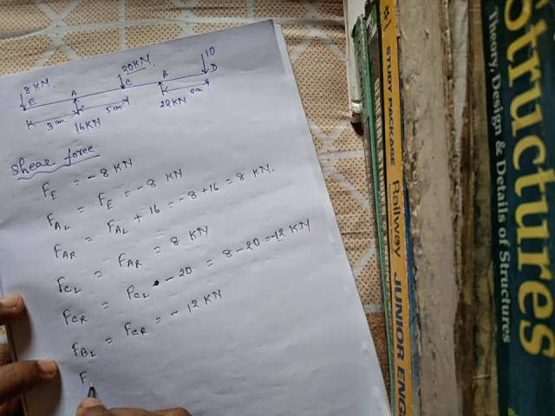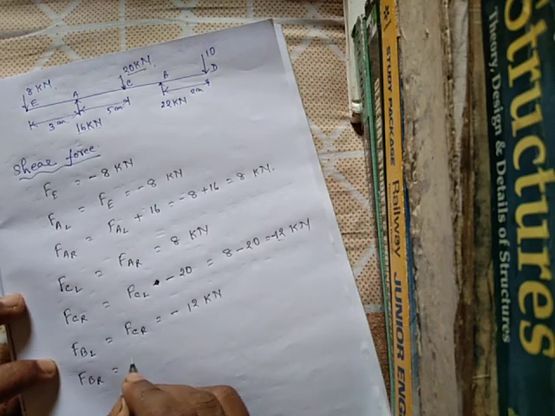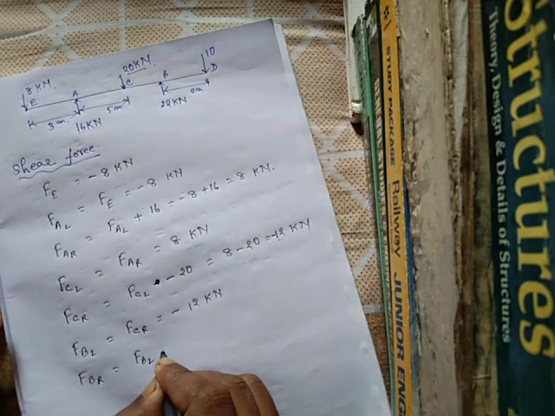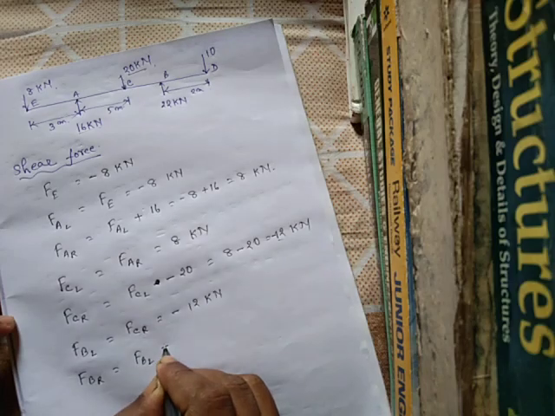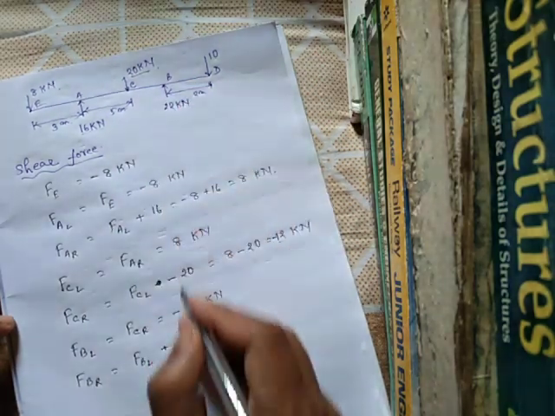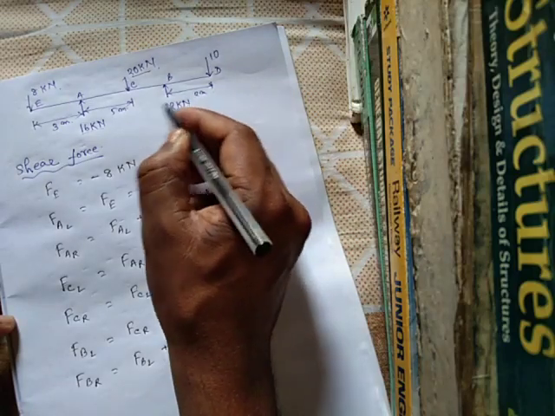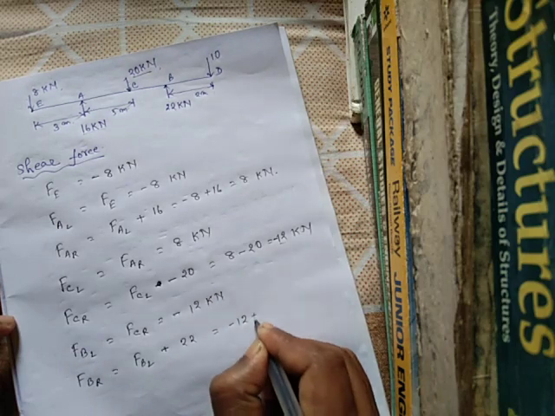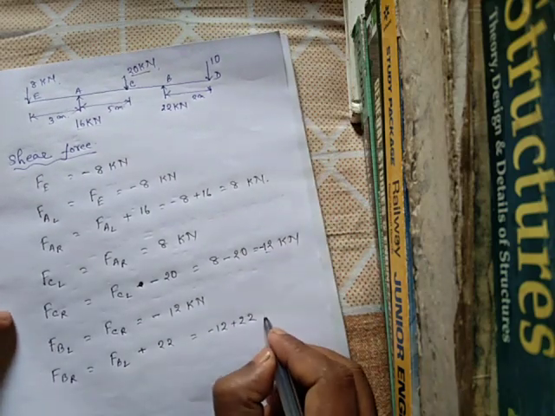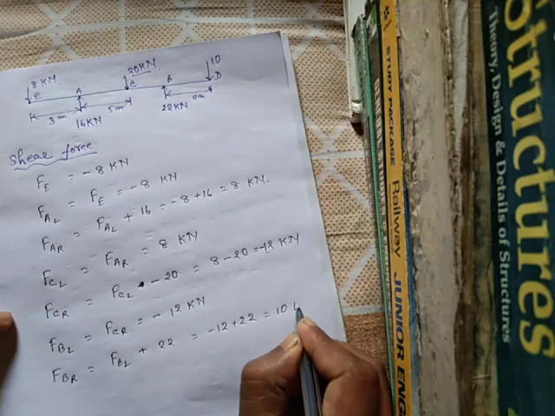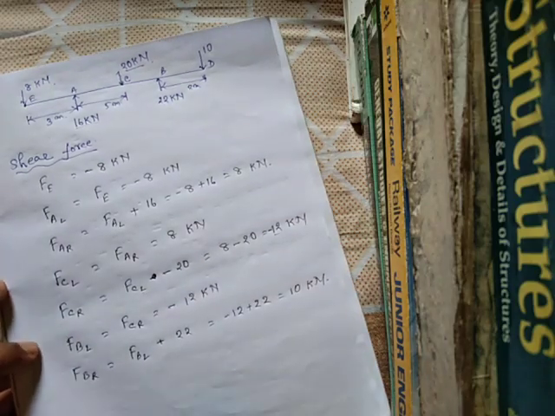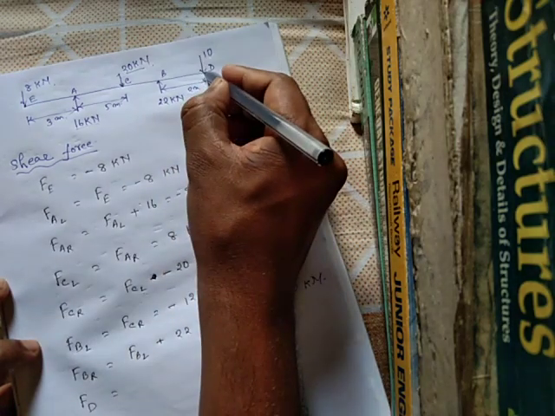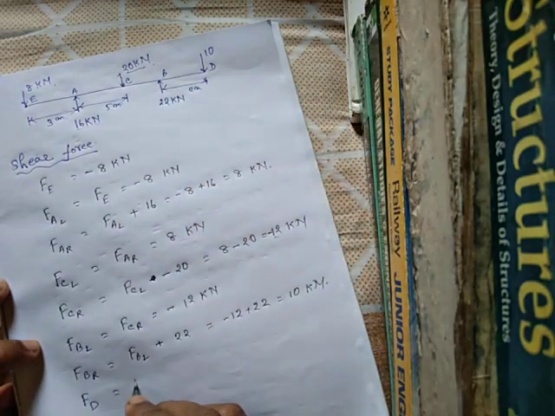And the shear force at point B just to the right will be the shear force at B just to the left plus, which is an upward force, plus 22 kilonewton. So it will be minus 12 plus 22, which is 10 kilonewton. And the last one is the shear force at point D, which will be equal to the load at point D, 10 kilonewton.